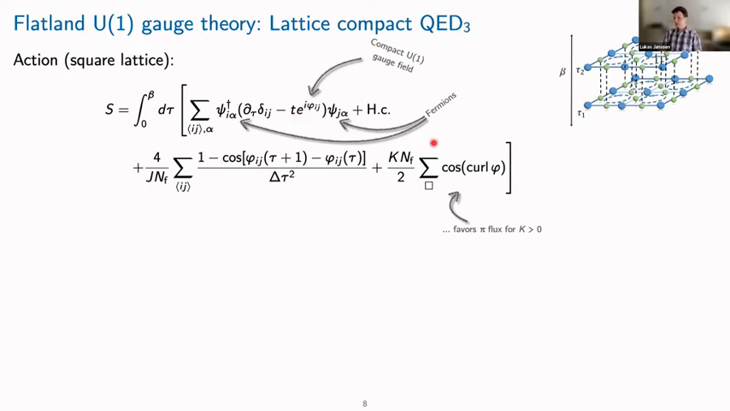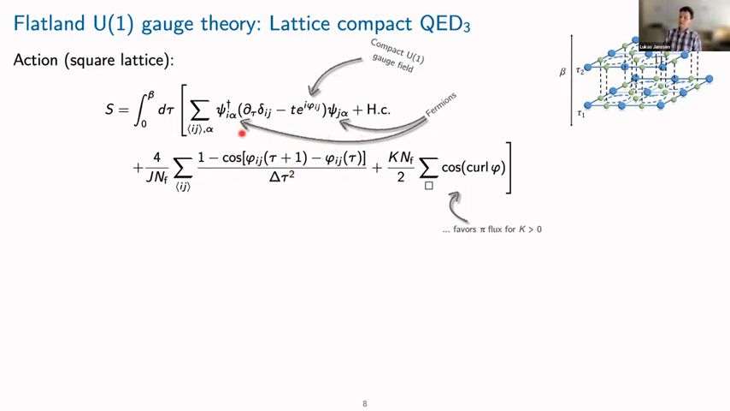Then we have this term K here that for positive K basically favors pi flux configuration of this gauge field. So at the single particle level, we would expect that the spectrum consists of Dirac fermions with Fermi level at this touching point or crossing point, half filling. However, the model also has a tuning parameter J, which is the second term here.